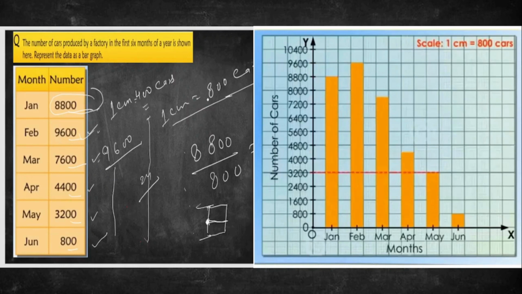After that we need to label the graph. So what is the label here? Cars produced by a factory over 6 months.